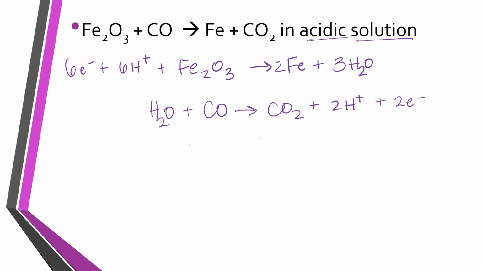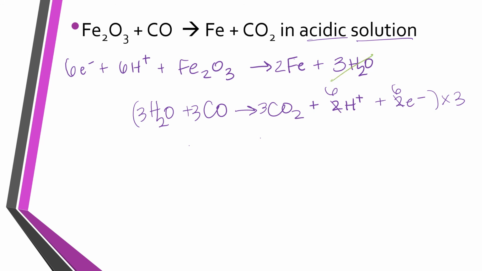Okay, so now my electrons need to match. So I have 6 in the top reaction, but only 2 in the bottom, so I've got to multiply through this whole reaction by 3, which gives me 3, 3, 3. 3 times 2 is 6. 3 times 2 is 6. Whew. Okay. Now I'm going to cancel out any like terms.